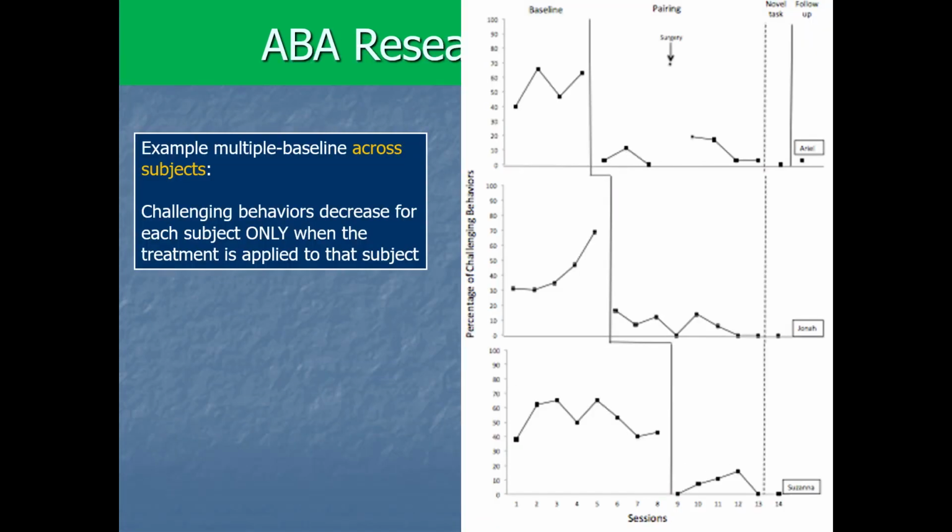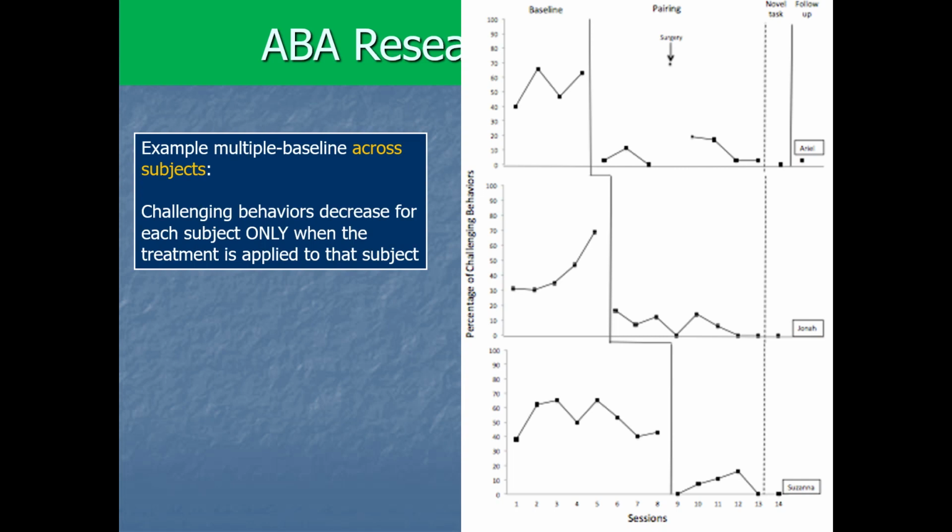Here's an example with 3 participants. So Ariel, Jonah, and Susanna, the 3 graphs here, where they did a multiple baseline across subjects design just to treat challenging behaviors, like challenging the instructor or the therapist. So each of the subjects was doing like 30 to 70 challenging behaviors per session during baseline, quite a lot. Then we start the treatment for each of them. We're going to start it on a different session. So we'll measure all of them the whole time through the whole experiment.